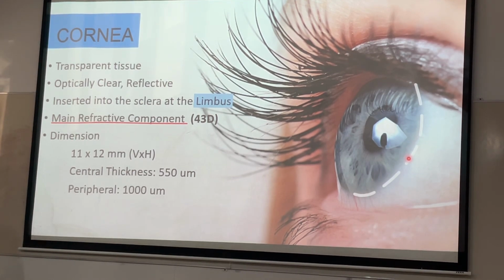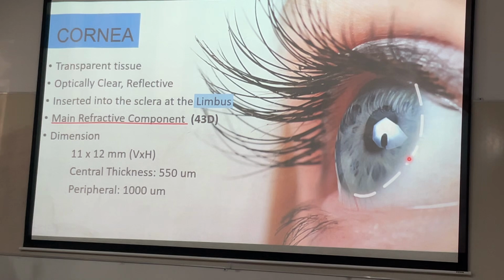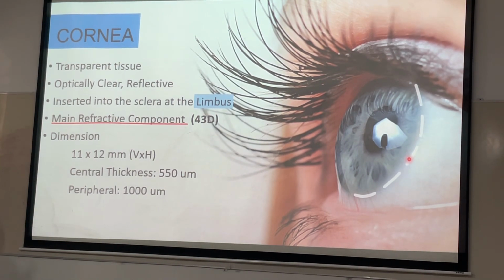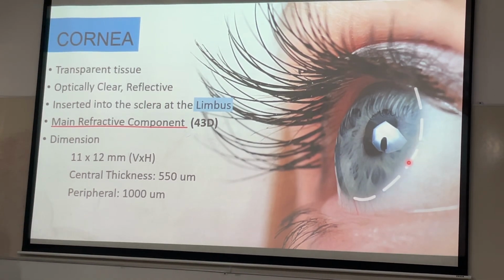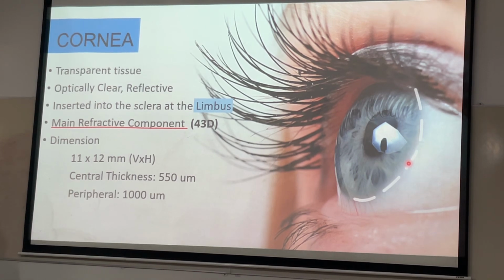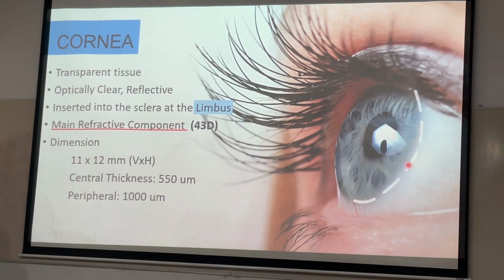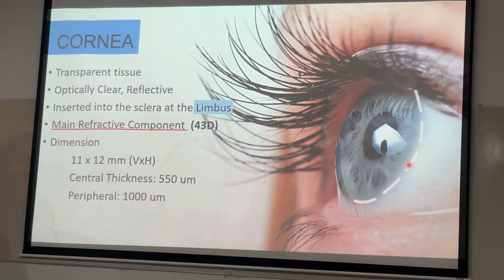So the cornea is important because this is the main refractive component of the eye, which is about 43 diopters. Meaning, if light passes through the eye, it's the cornea that gives the most refraction. So any problems with the cornea directly leads to impaired vision. So on dimensions, it's 11 by 12 millimeters vertically by horizontally, meaning it's a little bit longer horizontally. So thickness is about 550 micrometers at the central cornea, and it's about 1,000 micrometers at the periphery.